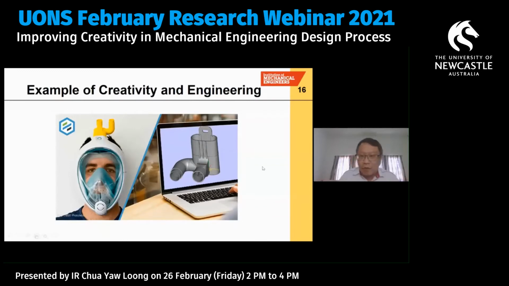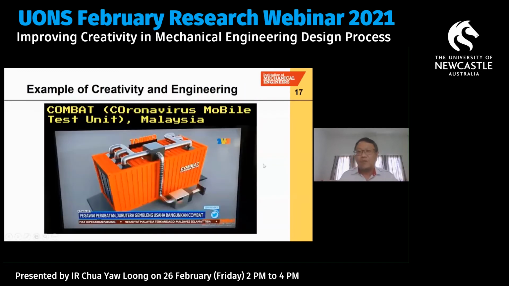The next thing was done in Malaysia, where one of my friends was actually involved. During the explosion of COVID-19, there was not much information about how the transmission worked and how to protect the medical frontliners. So the engineers in Malaysia worked with medical doctors, and they designed, developed, and built the so-called COMBAT unit, the coronavirus mobile test unit.